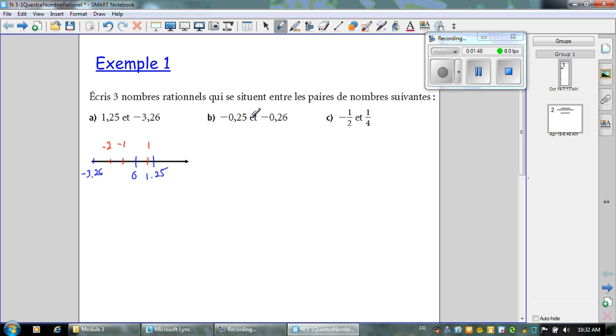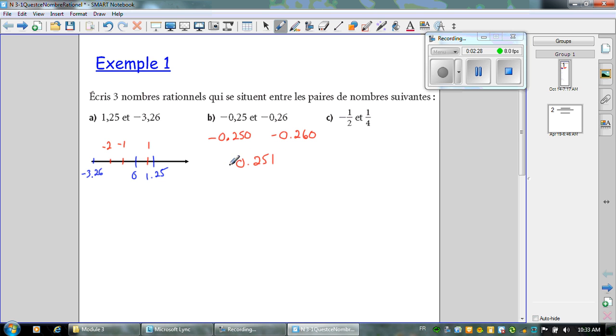Same idea. Here we have negative 25 hundredths and negative 26 hundredths. So you would want to write 3 between those two. Well, here you're going to have to go to thousandths because there's no hundredths between 25 and 26. So you're going to have to write this one as negative 250 thousandths, and this one here as negative 260 thousandths.